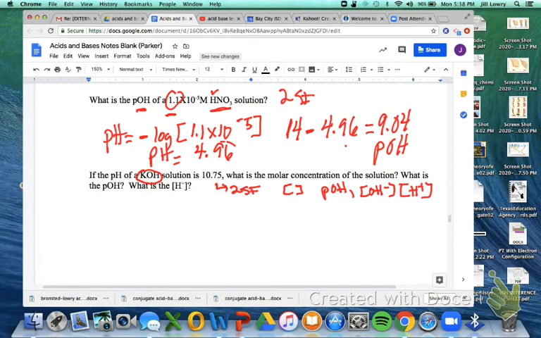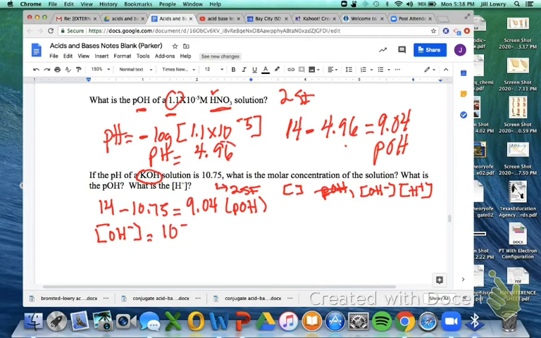So I'm going to do my easy one first. I need my pOH. Well, that's just going to be a subtraction. So 14 minus 10.75, because that's my pH, is going to be 9.04, and that is my pOH. So that is taken care of. Next, I need my hydroxide concentration, so we would use our pOH for that. The hydroxide concentration is equal to 10 raised to the negative pOH. That's the formula, so it's going to be 10 to the negative 9.04. So let's see if I can find that on here.